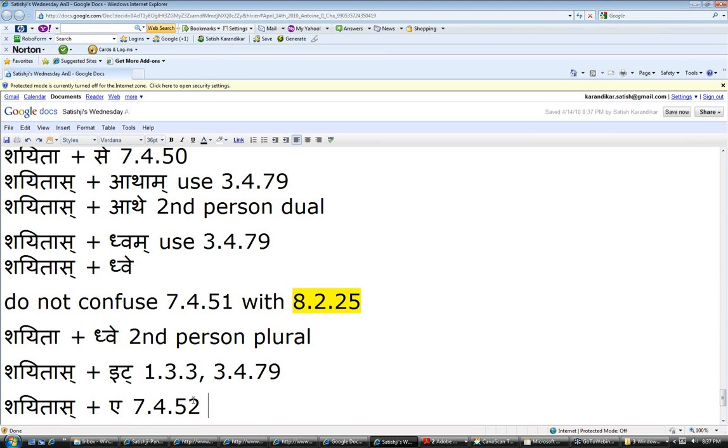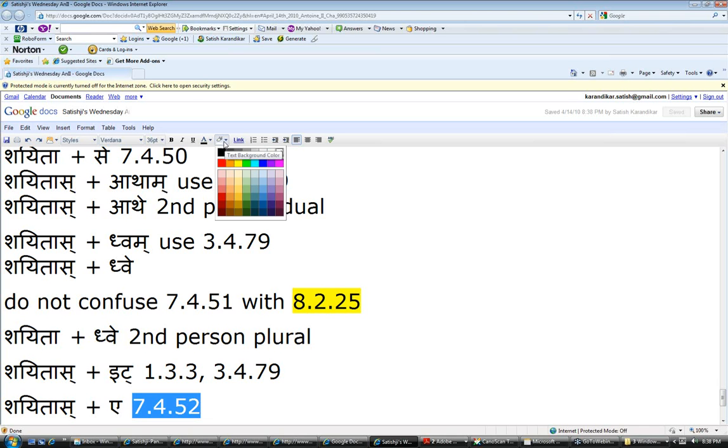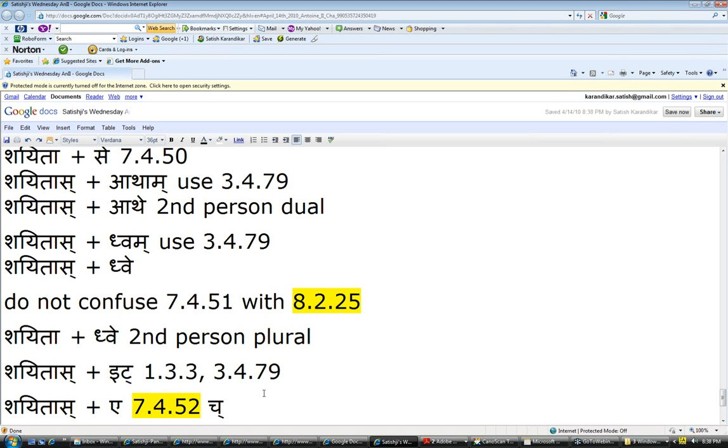So let me highlight this one, 7-4-52. Even though I highlighted 8-25, that's not really for just this one. That only requires a dhakaradi pratyaya pare, which happens to be dvam, but that has nothing to do with lut lakara. Okay, so that's what this one is, lut lakara, 7-4-52. So 7-4-52 changes the sa to a to ha. Okay, so we get the new form.